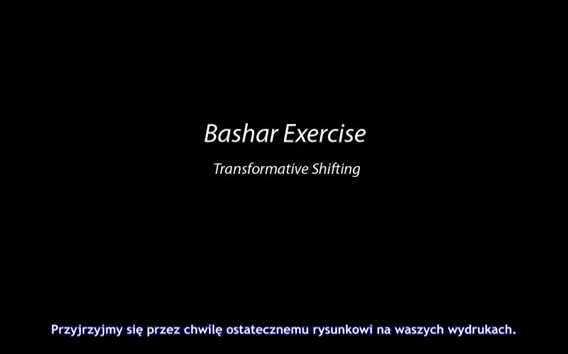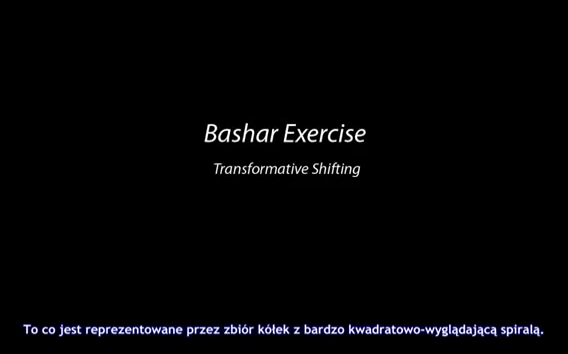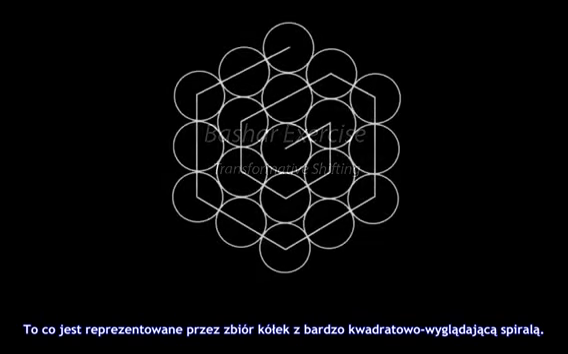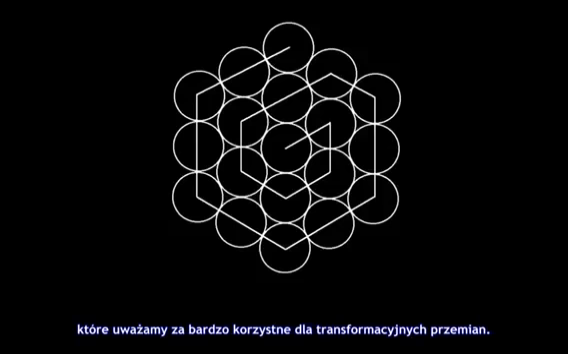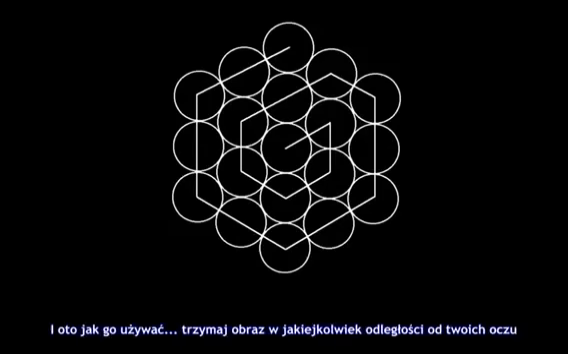But let us take a moment now to look at the final image on your charts, what is represented by a cluster of circles with a very squarish looking spiral on it. This is also a tool that was created in our society that we find very advantageous for transformative shifting. And here is how to use it.